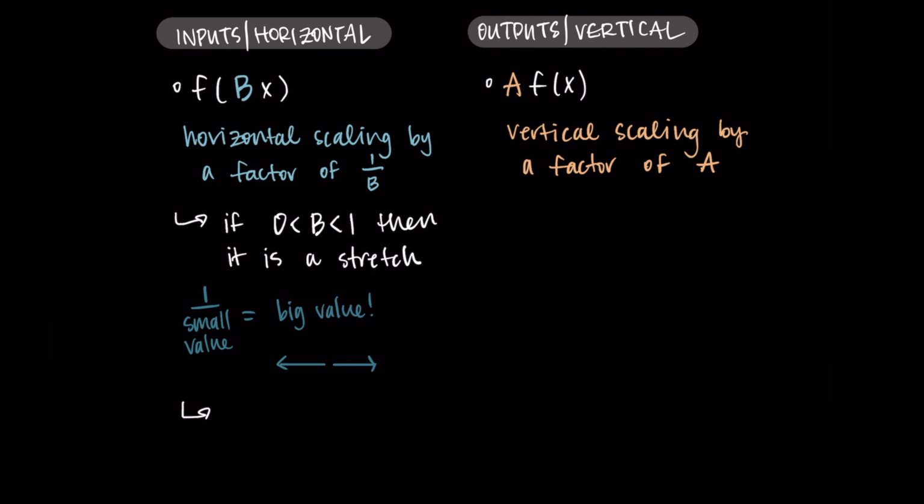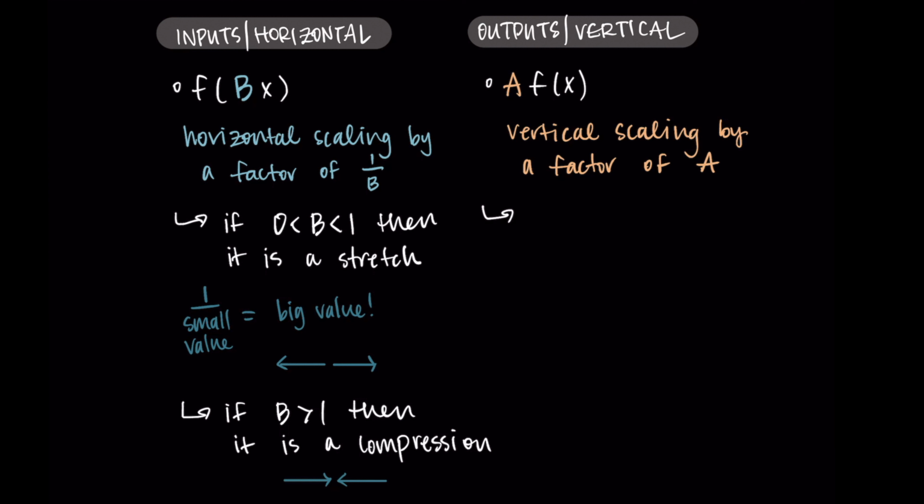Then alternatively, if we have b being greater than 1, then this is a horizontal compression. So the graph is shrinking or compressing horizontally. You can think here, if we have 1 divided by a big number, that's like a fraction, like 1/10, 1/20. It's 1 divided by that big number that's bigger than 1, and so we're going to be compressing the graph.